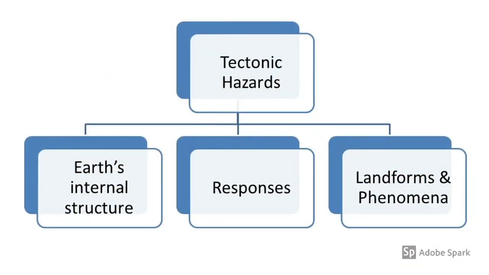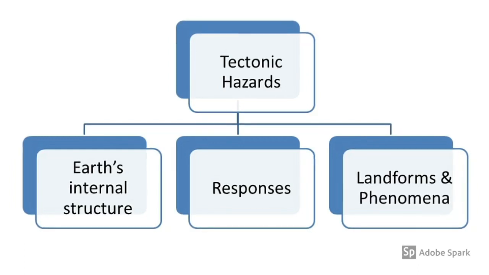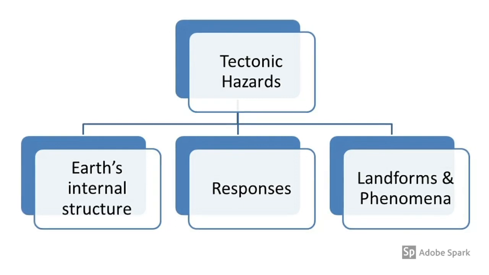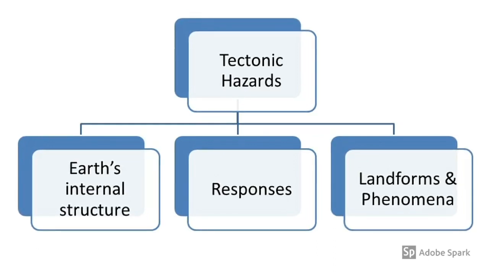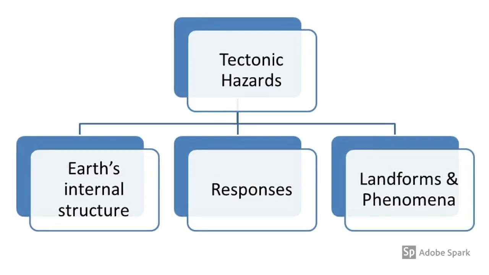Right, for chapter 1 on tectonic hazards, there are three main components to this chapter, split into the first section looking at Earth's internal structure, followed by landforms and phenomena, and lastly responses that humans take to these phenomena. So these are the three main anchor points for this tectonic hazards chapter.